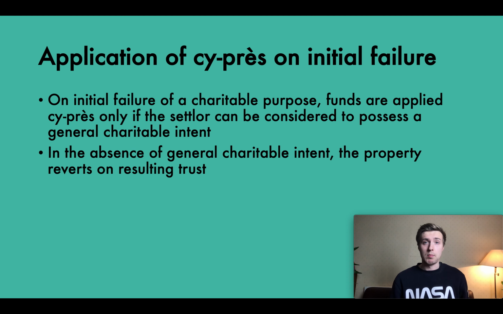So what is the application of Cy-près on initial failure? On initial failure of a charitable purpose, funds are applied Cy-près, so they are applied to an analogous charitable purpose, only if the settlor can be considered to possess a general charitable intent. Now, a general charitable intent exists if the trust creator is more concerned that the funds should be used for charitable purposes generally than he is concerned that the funds should be used for a specific purpose which he has identified. Okay, now this will be a matter of construing the trust to determine whether the settlor has a general charitable intent. In the absence of this general charitable intent, the property reverts on resulting trust to the settlor or the estate of the testator.